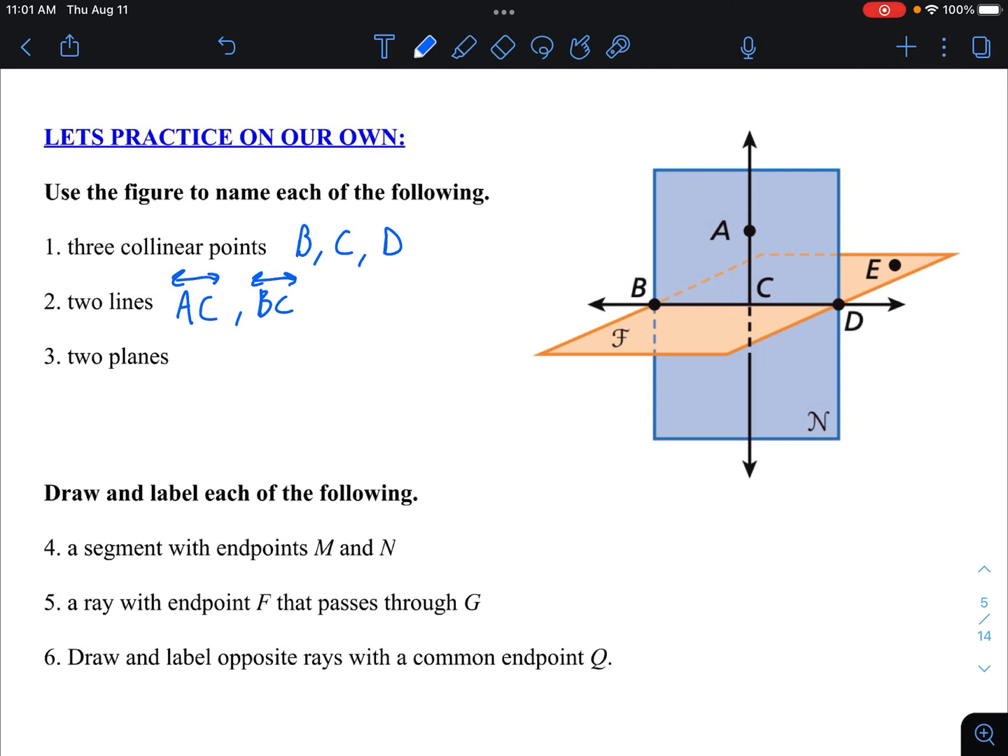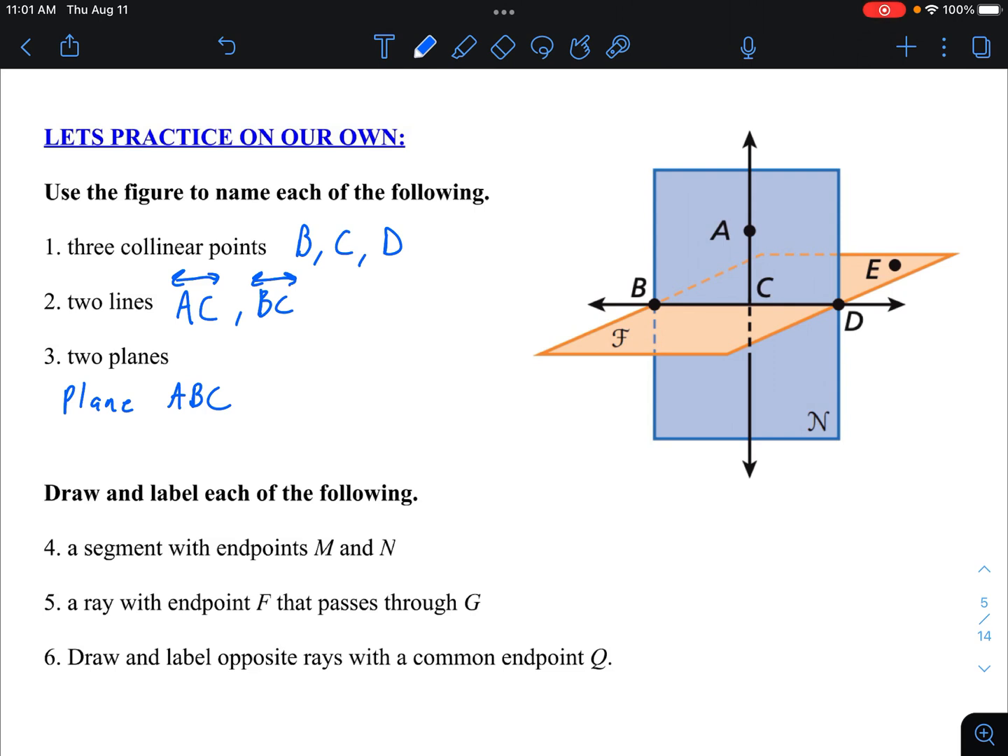And lastly, 2 planes. I'm going to use the 3-letter example for the plane. So naming the blue plane, I would call that plane ABC. Again, order doesn't really matter there. You could go CBA, BCA. Just make sure they are non-collinear when you name these planes.